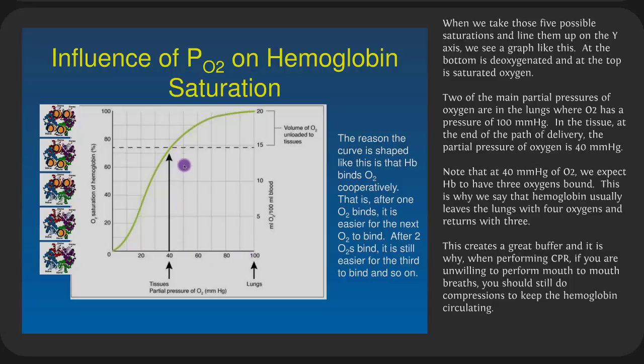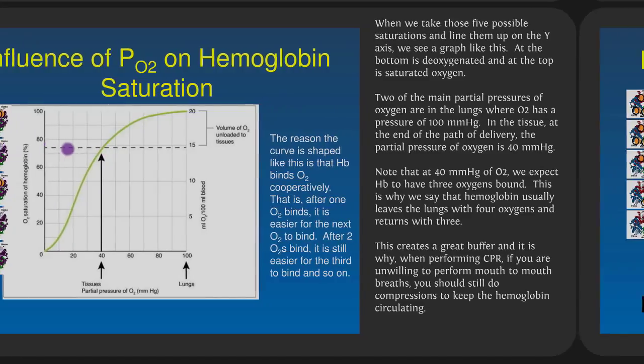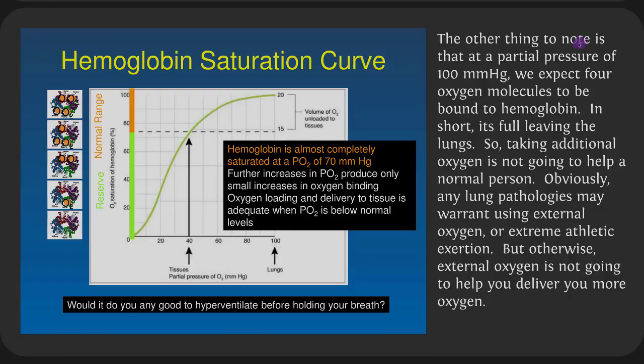When we go out to the tissue, our partial pressure drops, but we still should expect 3 oxygens bound to our hemoglobin. A little bit repetitive here. The other thing to note then is at a partial pressure of 100, we expect 4 oxygen molecules to be bound to hemoglobin. So in short, it's full leaving the lungs.